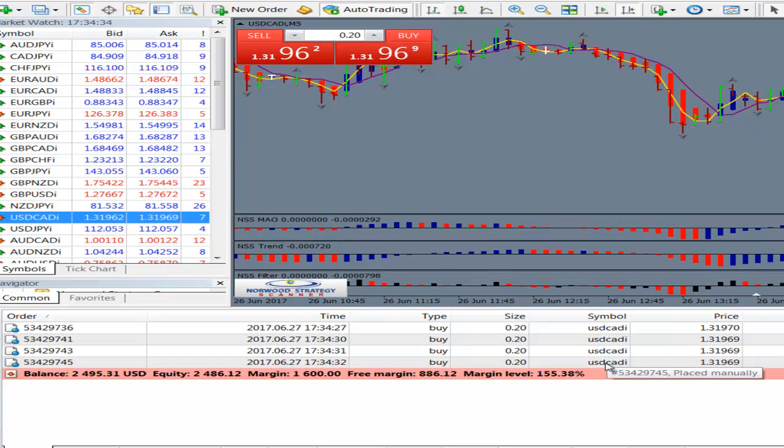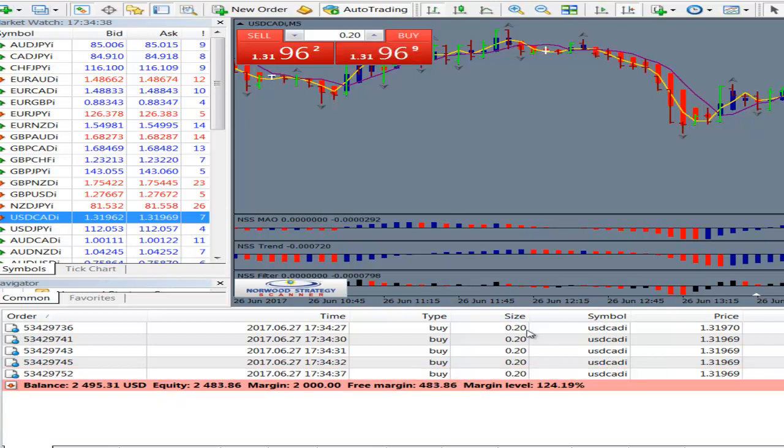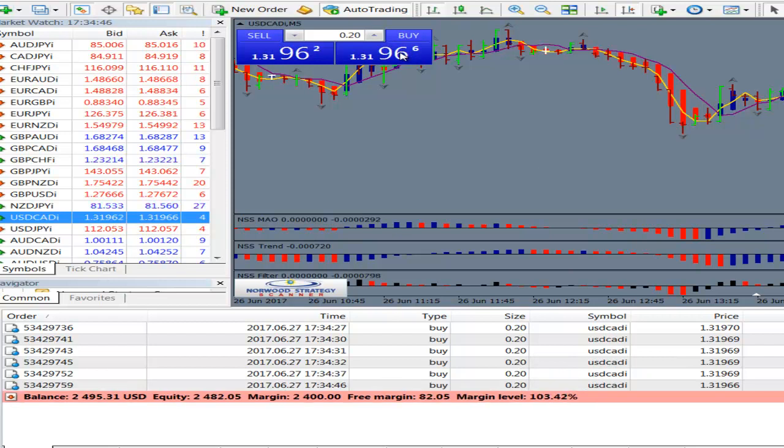Okay, I put 4 trades on. It's 155. Let's see, will it take another one? Yes, it took a fifth trade. Let's see if it'll take a 6th trade. Yes, it even took a 6th trade.